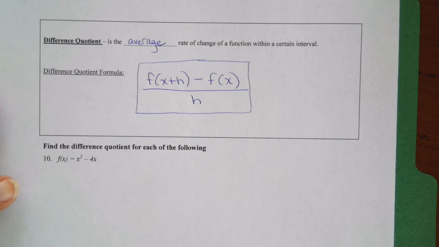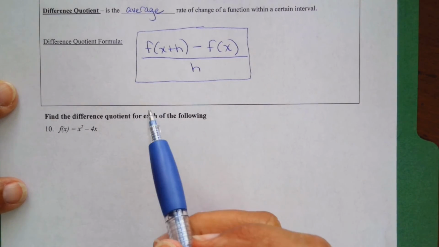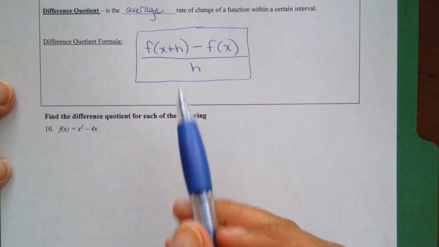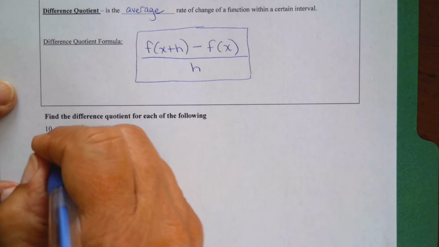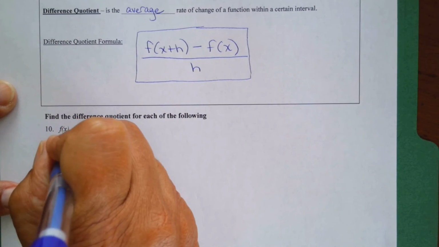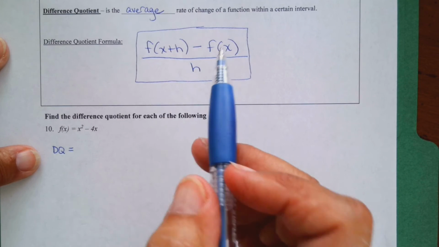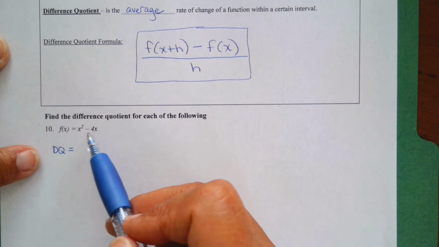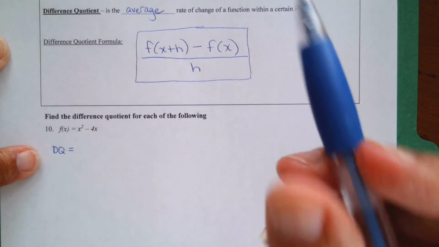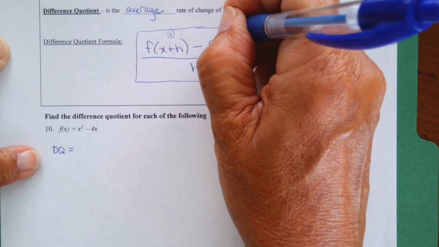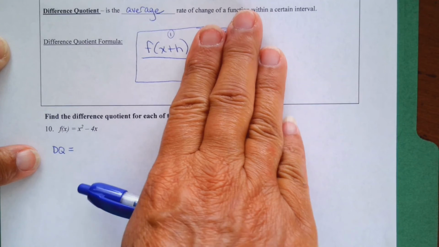So 10 and 11 ask you to find the difference quotient. So that's what we're going to do. We're going to substitute this formula into this problem. All right, so I'm going to just put DQ for difference quotient. Okay. So the difference quotient says, remember, start with the function you're given, and in place of all the x's, you're going to put in this piece. So think of this in 3 parts. This is part 1, part 2, part 3. Okay, 3 pieces. So forget about this right now.